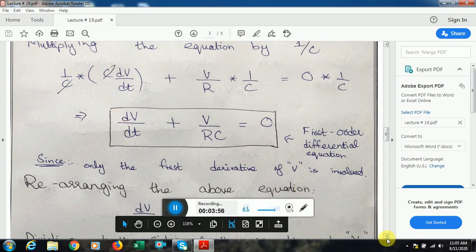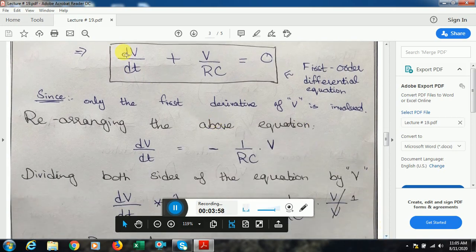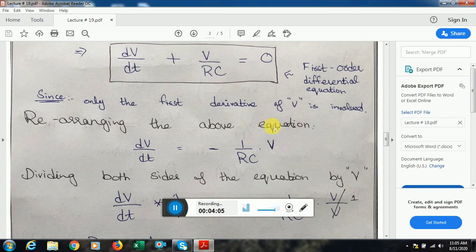Now what we do is we rearrange the equation, dividing both sides by V. So first of all, we take this entire term over here as minus 1 over RC, since it was plus.